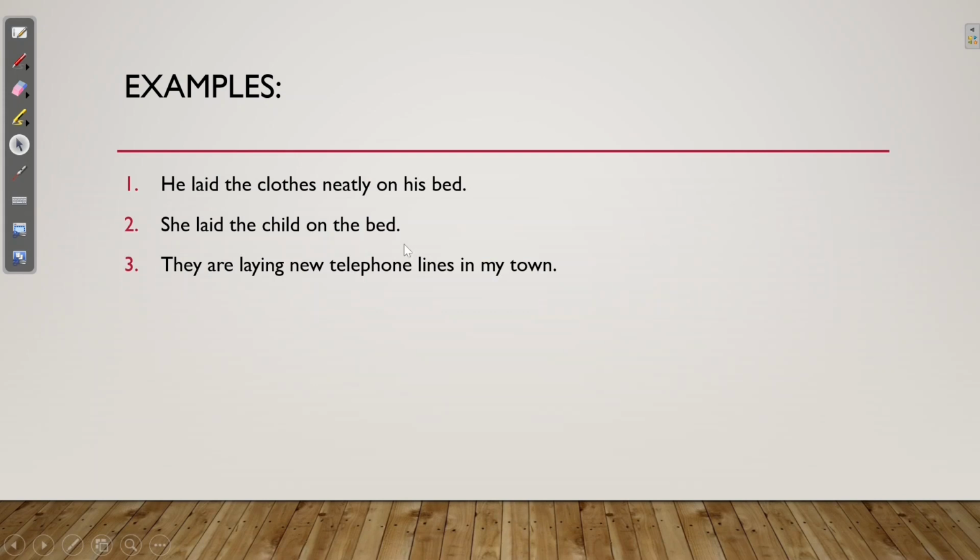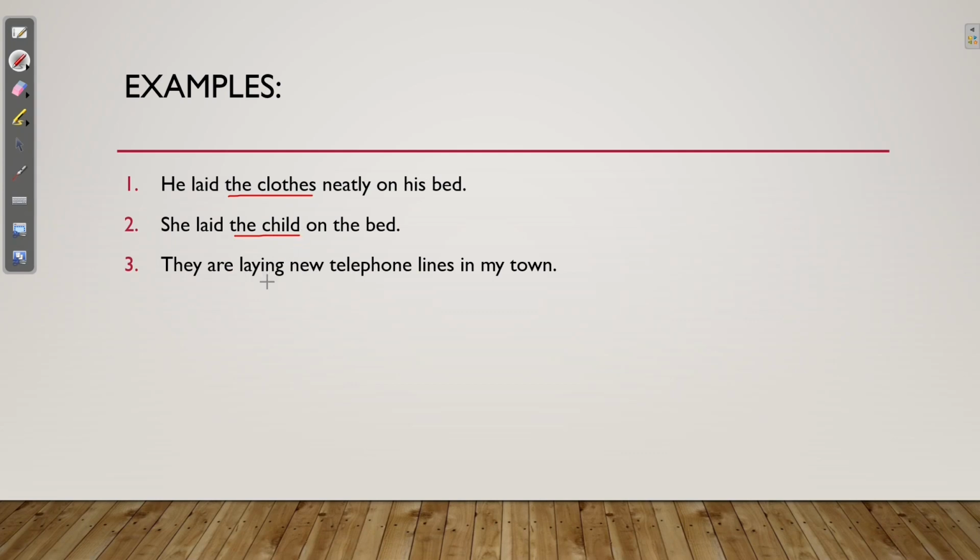Alright, moving forward we have the examples. So now we have some examples of lay, let's see them. So he laid the clothes neatly on his bed. Right, so now if we remember, we said that lay needs a direct object. So the object is clothes. Alright, so he laid the clothes on his bed. The second example is she laid the child on the bed. So we also have a direct object after it.